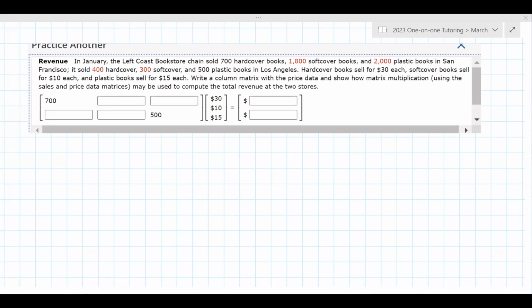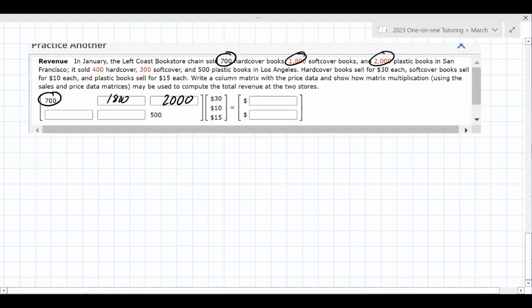It says in January, the Left Coast bookstore sold 700 hardcover books, 1,800 softcover, 2,000 plastic books. They're kind of helping here by making it a numbers match. Okay, 700 is there, so probably it's 1,800 and then 2,000 here. There's kind of a pattern to that. Let's see if the pattern continues: 400 hardcover, 300 softcover, and 500 plastic. See how the 500 matches up there?